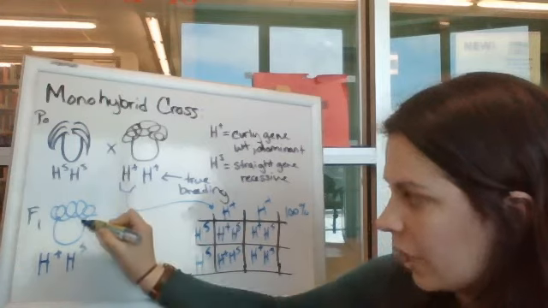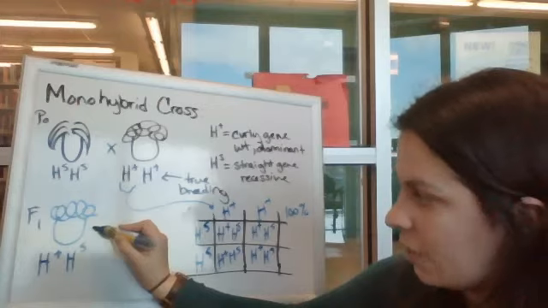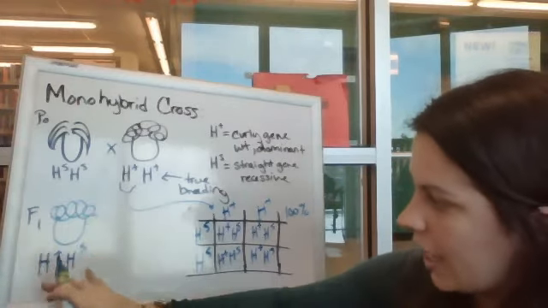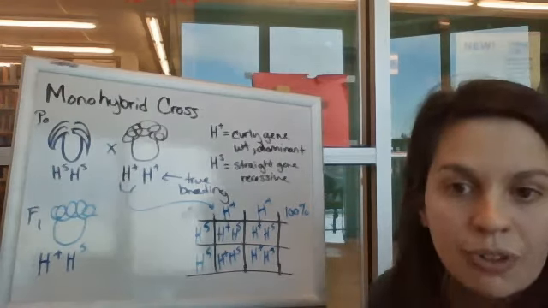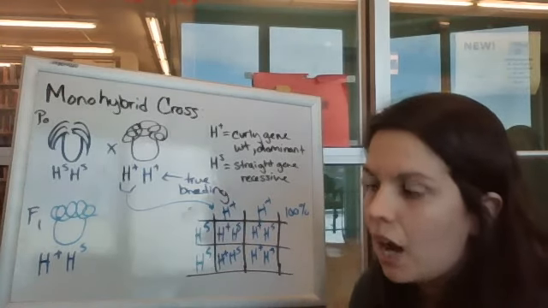And we can tell that the curly hair gene is the dominant one because this individual is a heterozygote, and it has curly hair. It has the H plus trait. Now, to create the filial 2 generation, I got a couple of questions in the email about this.